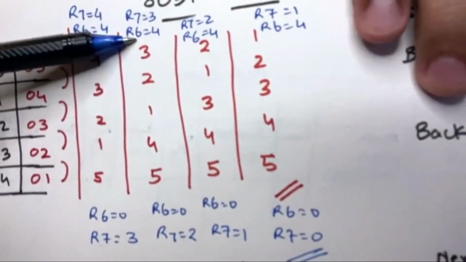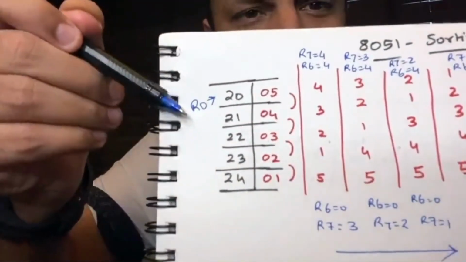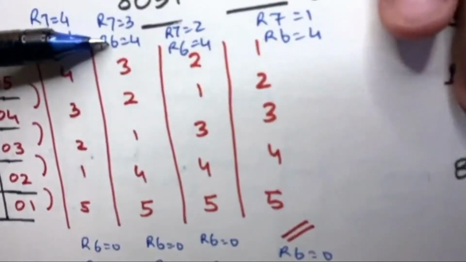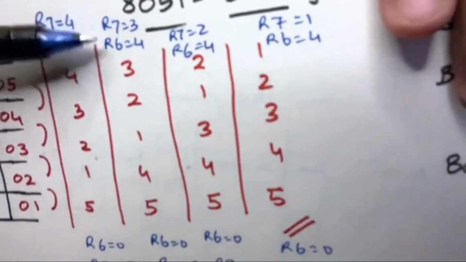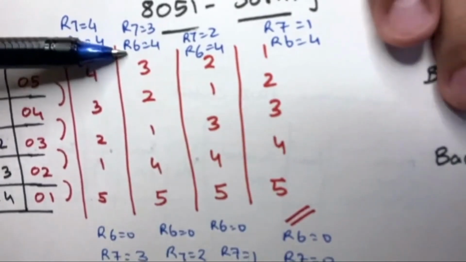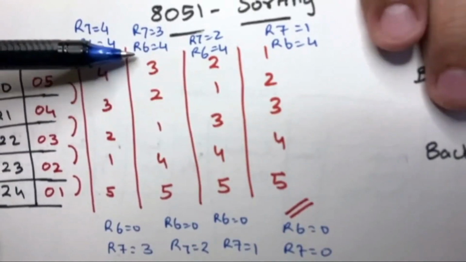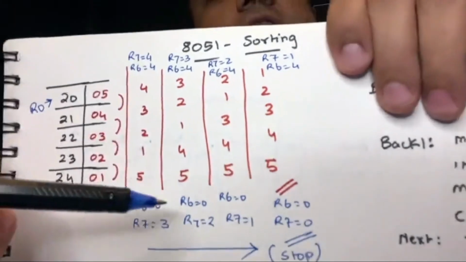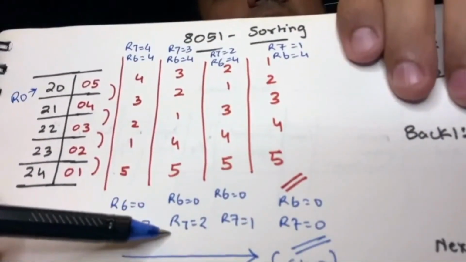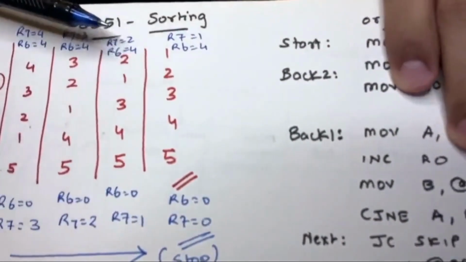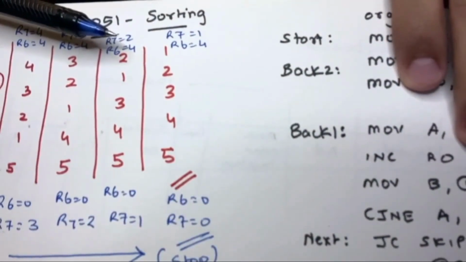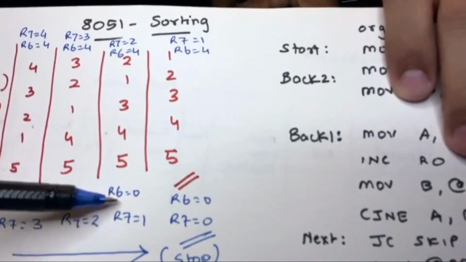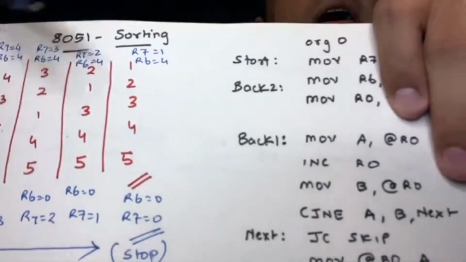Go back, reinitialize R6 as well as reinitialize your pointer because R0 has gone ahead. So you reinitialize the inner loop count and pointer. Just don't reinitialize the outer loop count. So R6 is 4. Do it again. First, second, third, fourth. 4 iterations. R6 again will become 0. This time R7 will become 2. Go back. Reinitialize R6. Do your 4 iterations. R6 will become 0. This time R7 will become 1.